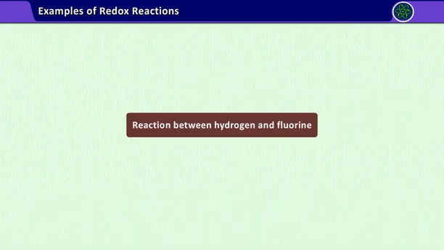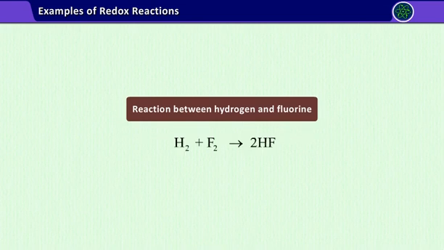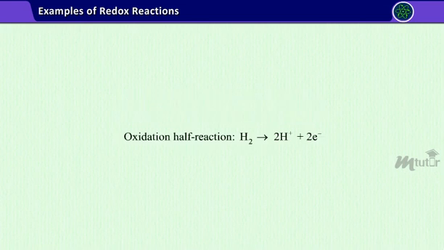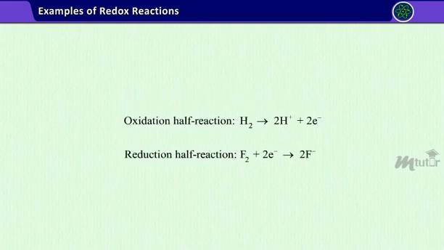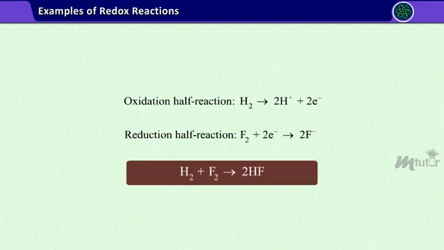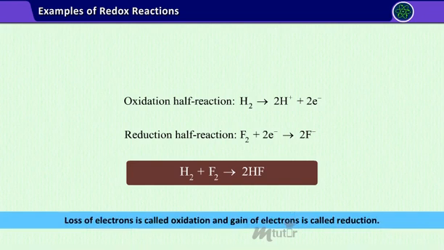Moving on to more examples, the reaction between hydrogen and fluorine shows how hydrogen is oxidized and fluorine is reduced. The oxidation half reaction and the reduction half reaction are given. Here, the hydrogen and fluorine ions go on to combine to form hydrogen fluoride. Thus, loss of electrons is called oxidation, and gain of electrons is called reduction.